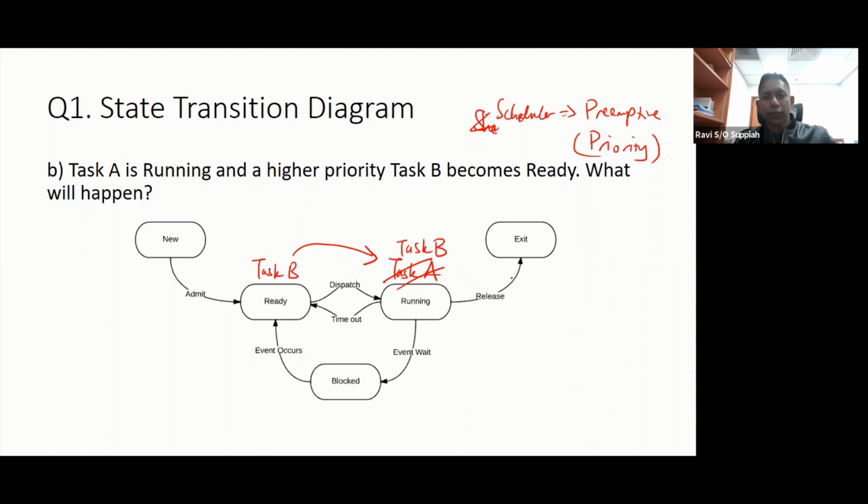So that is the first thing you understand. The moment a higher priority task becomes ready, it must take over the CPU, because that is the job of the scheduler, to make sure the highest priority task takes over the CPU. Now the next thing is, where does task A go to after this?